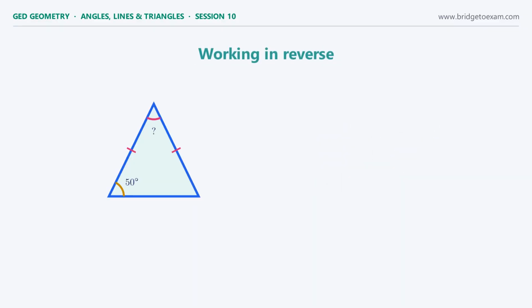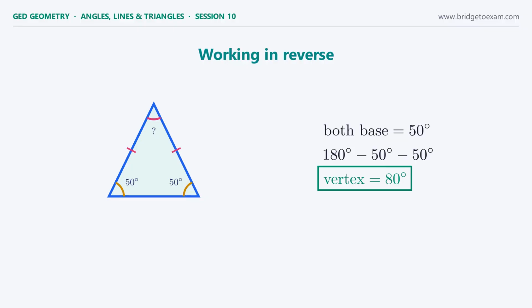It also works in reverse. Suppose you're told one base angle is 50 degrees. Because the base angles are equal, the other base angle is also 50. Then the vertex angle is 180 minus 50 minus 50, which is 80 degrees. Knowing just one base angle gave us the entire triangle.